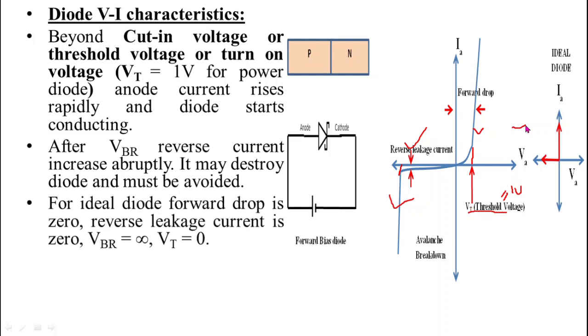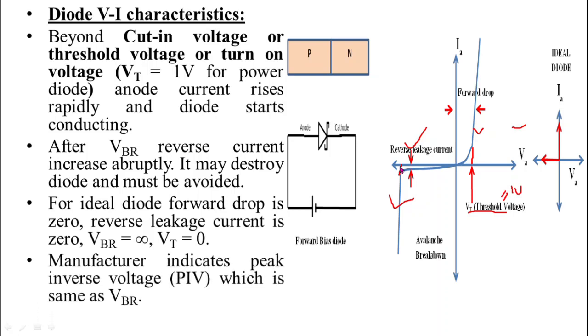So, another important point that I want to tell you is that manufacturers generally indicate inverse voltage, that is peak inverse voltage, and it is equal to VBR. Why do they indicate this? Because we need to avoid this situation. That's why they indicate peak inverse voltage.